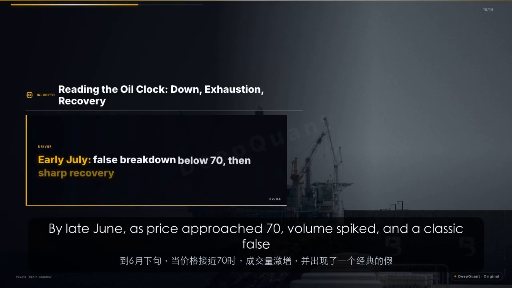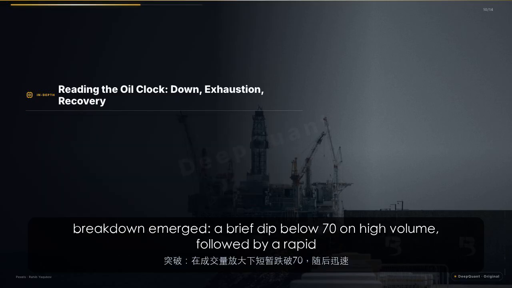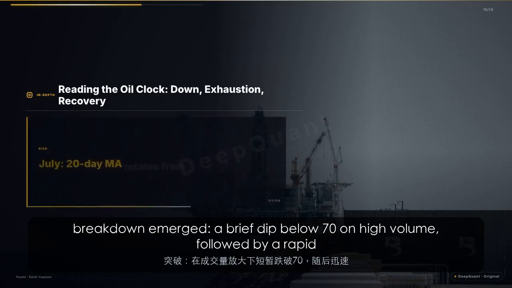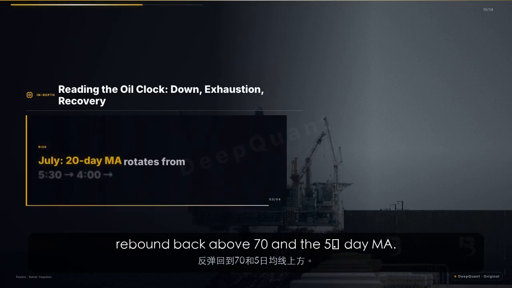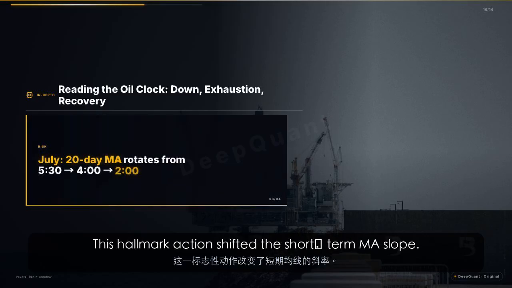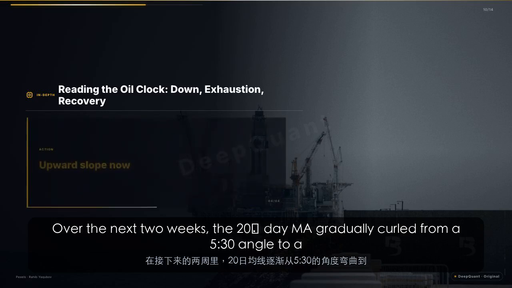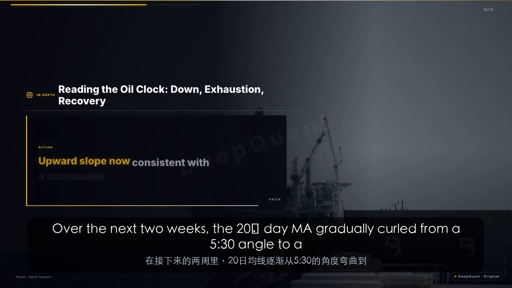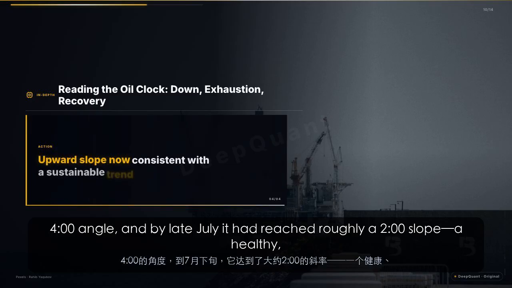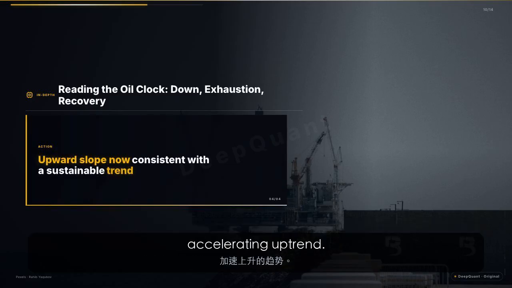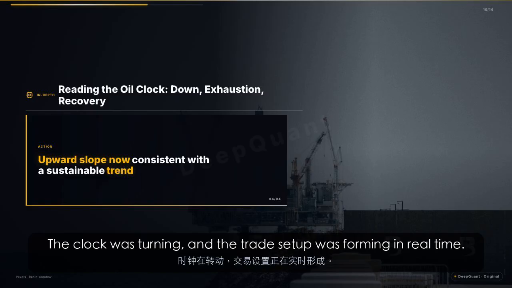By late June, as price approached 70, volume spiked, and a classic false breakdown emerged: a brief dip below 70 on high volume, followed by a rapid rebound back above 70 and the 5-day MA. This hallmark action shifted the short-term MA slope. Over the next 2 weeks, the 20-day MA gradually curled from a 5:30 angle to a 4 o'clock angle, and by late July it had reached roughly a 2 o'clock slope, a healthy, accelerating uptrend. The clock was turning, and the trade setup was forming in real time.